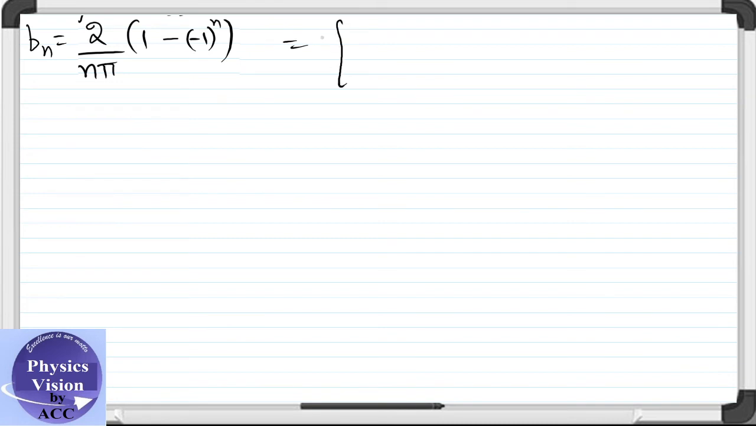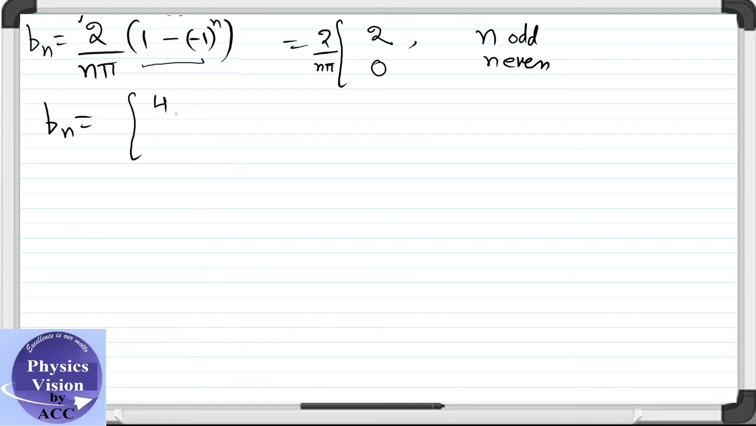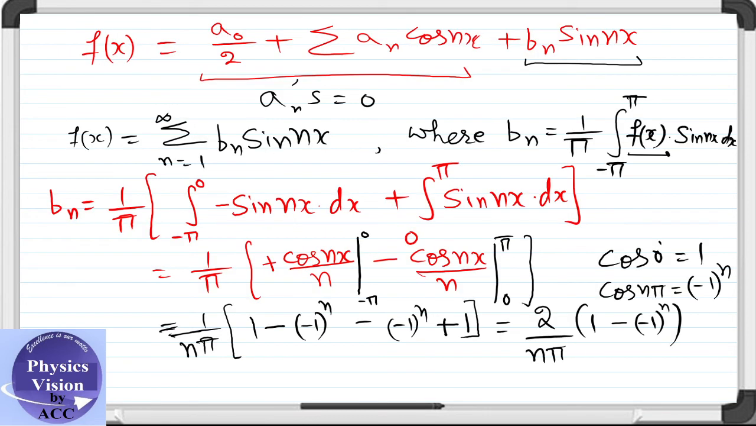2 by n pi is outside the bracket. When n is odd, minus 1 raised to the power n becomes minus 1, and 1 minus minus 1 becomes 1 plus 1, that is 2. When n is even, minus 1 raised to the power even n gives us plus 1, and 1 minus 1 gives us 0. So we have bn given by 4 upon n pi and 0. This is for odd n and this is for even n. Now we will put this value of bn into this expression.